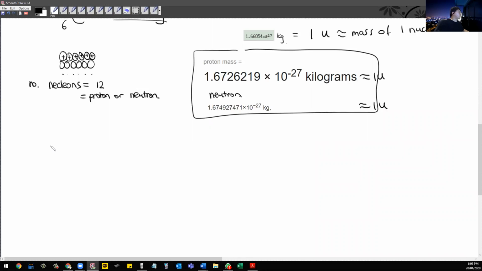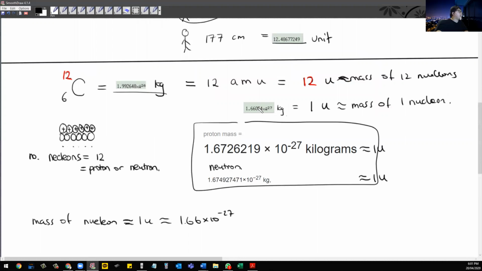So from now on, just understand that the mass of any nucleon is approximately 1U, and that's approximately 1.66 times 10 to the power of negative 27. The reason why this is a 6 there, and this is 6 7, right? The reason for the loss is because of some extra stuff.